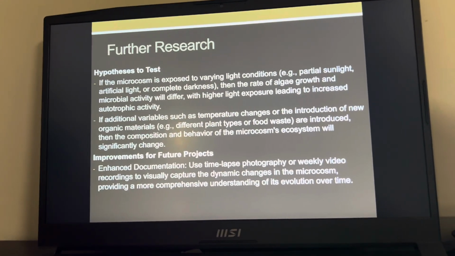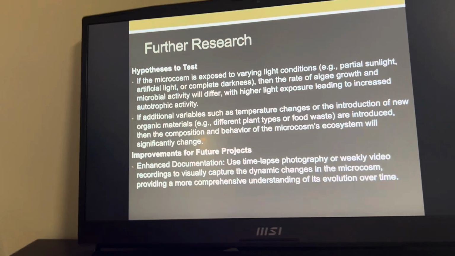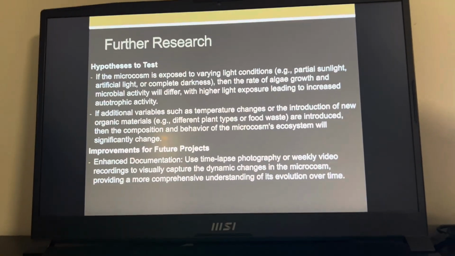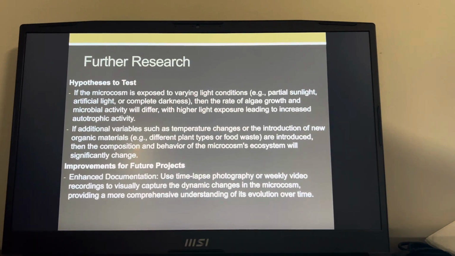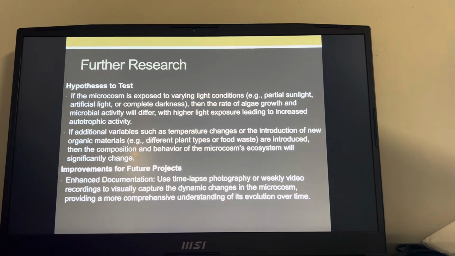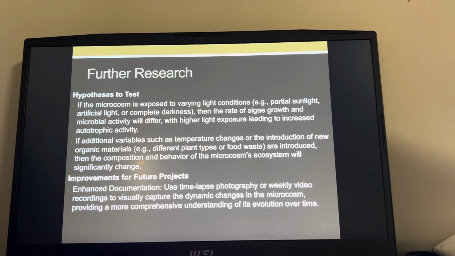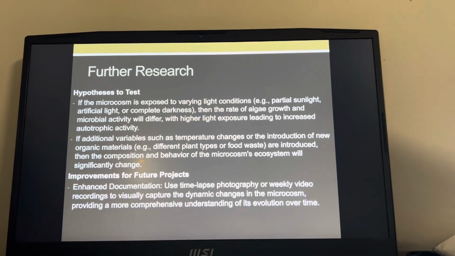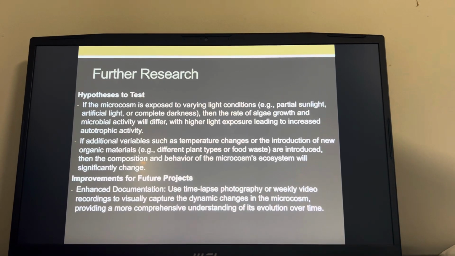Another hypothesis to explore involves the introduction of new variables, such as temperature changes or the addition of different organic materials, like food waste or alternative plant types. These changes could significantly alter the composition and behavior of the microcosm's ecosystem, providing deeper insights into how ecosystems adapt to environmental changes. For future projects, I would highly recommend incorporating enhanced documentation techniques.